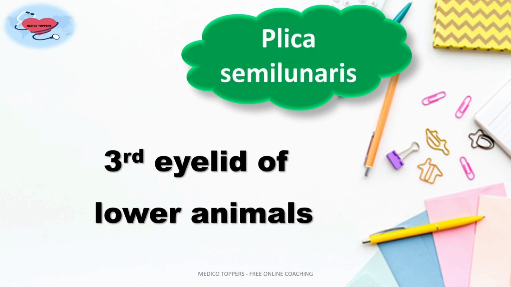Next comes the third eyelid of lower animals. So which is called the third eyelid of lower animals? Plica semilunaris. This is nothing but a pink colored crescent shaped fold of conjunctiva which is seen in the medial canthus, and this is a vestigial structure which represents the nictitating membrane. So third eyelid of lower animals, plica semilunaris.